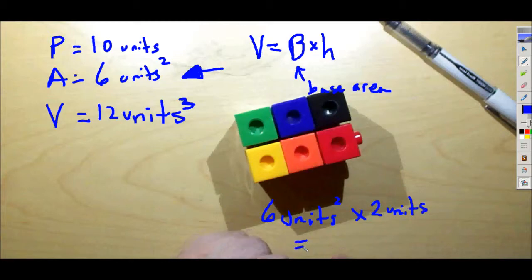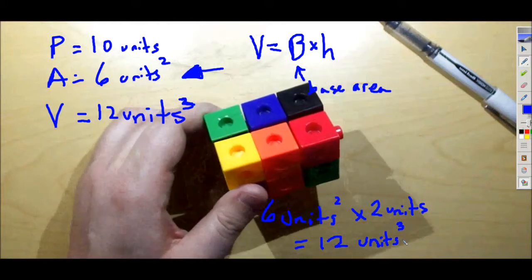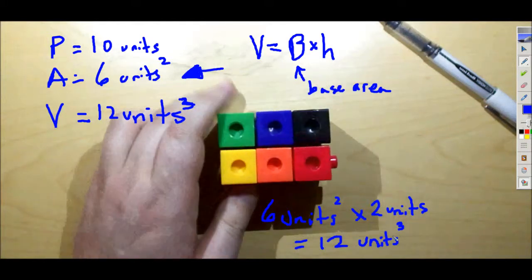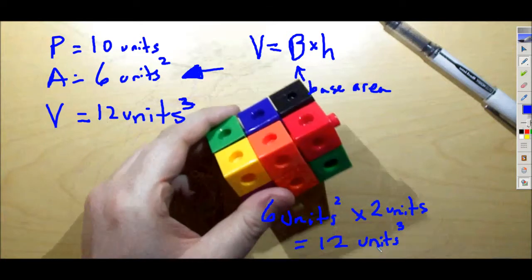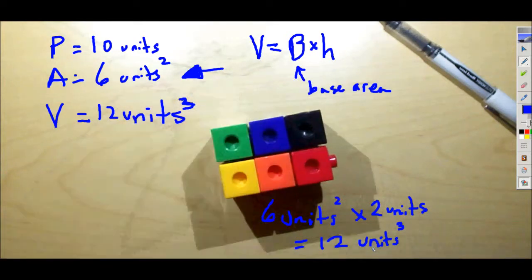And we get, once again, 6 times 2 is 12, and units squared is just units times units. So again, we have units times units times units. That is 3 dimensions. That's another way you can think about this. This is a 3-dimensional figure, so you have a 3 here. So what's 12 units cubed? 12 cubic units. There are 12 cubes in here. So that's the basic idea behind volume.